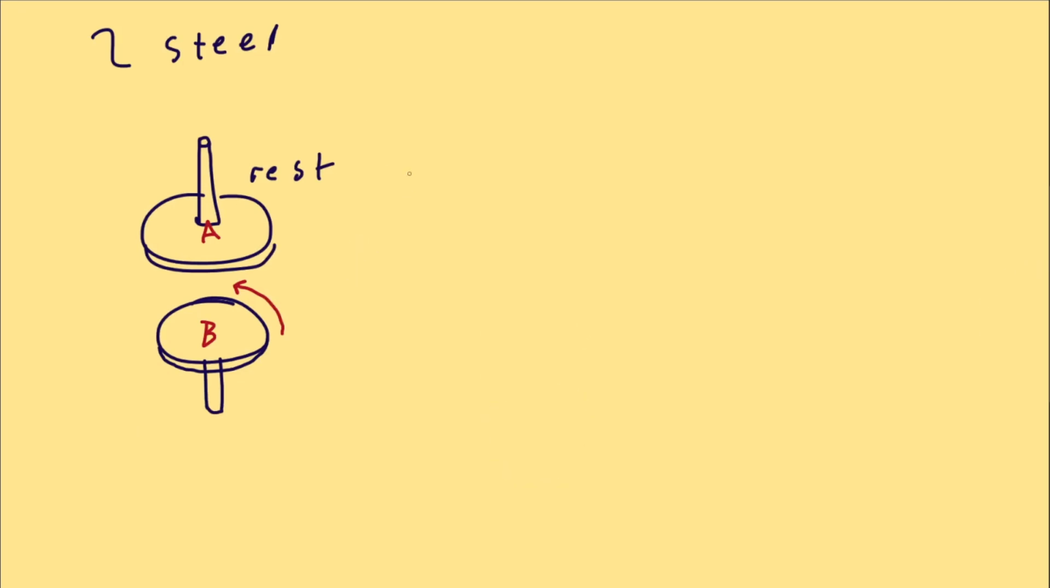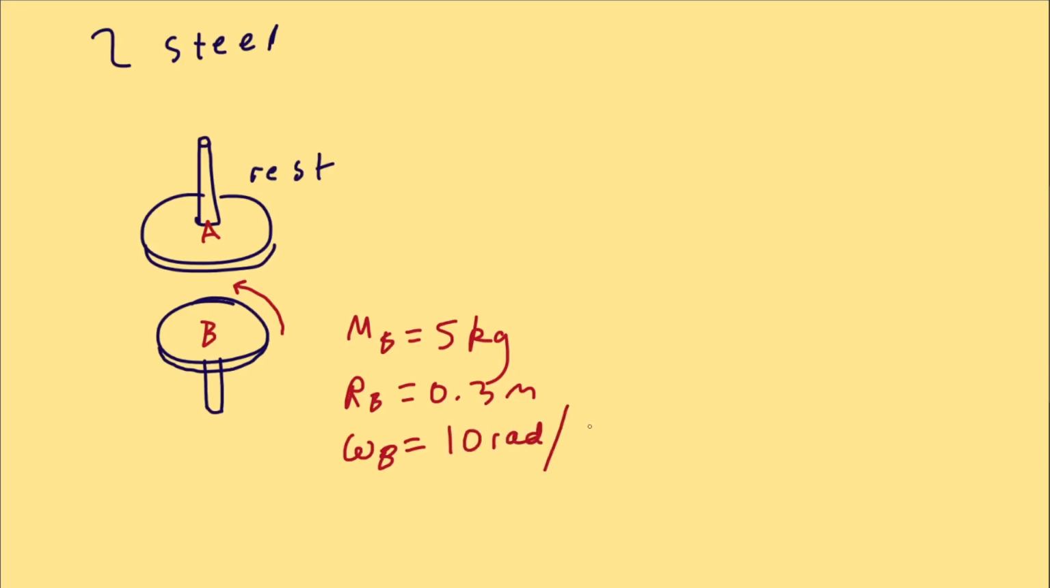Let's give some values. The mass of B is 5 kilos. The radius of B is 0.3 meters. And the angular velocity of B is 10 radians per second. Let's look at A, which is at rest. So the mass of A, 3 kilos, is a little bit lighter. The radius of A is 0.3 meters. It's the same size. And the angular velocity of A is 0. What is the final angular velocity?